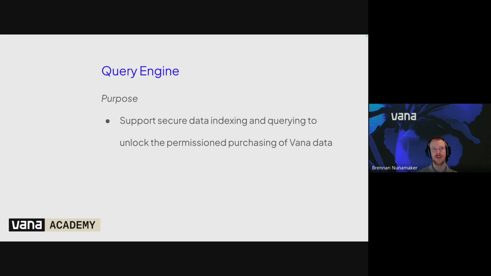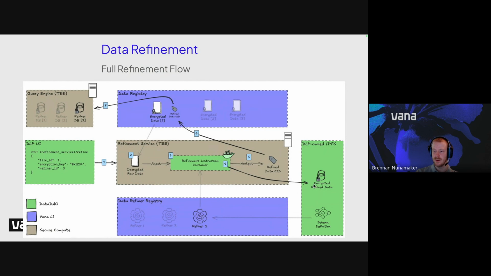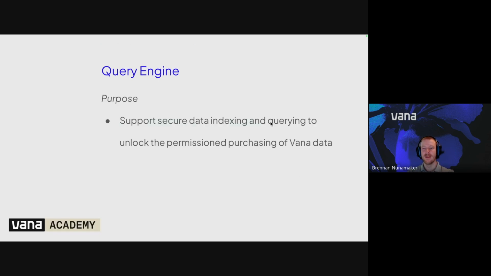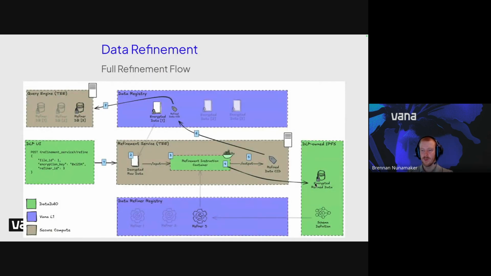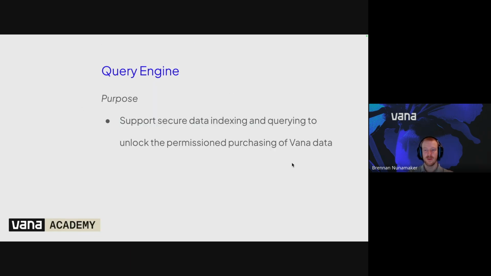The purpose of the query engine is to support secure data indexing of all of these encrypted refined data points and querying to unlock the permissioned purchasing of Vana data. So once this data point is refined, it gets ingested by the query engine into these aggregated databases, and then later queries can run against these aggregated databases containing all of these refined data points. Okay, so that's the purpose of the query engine.